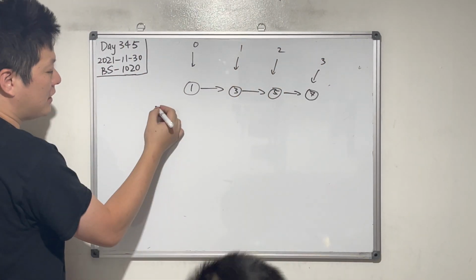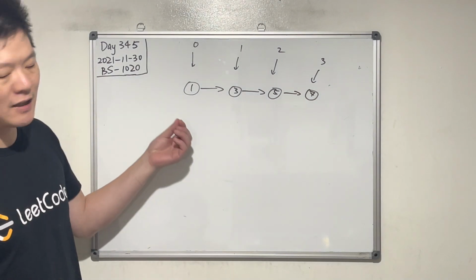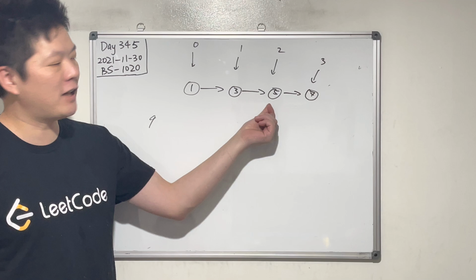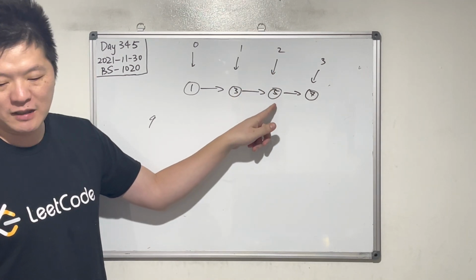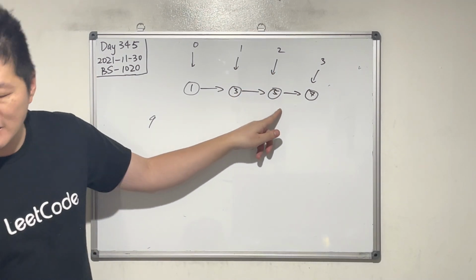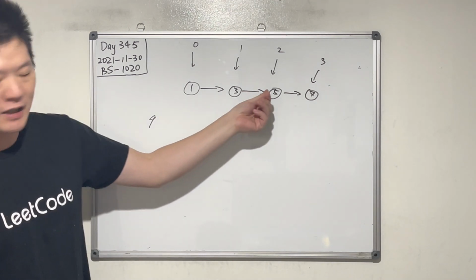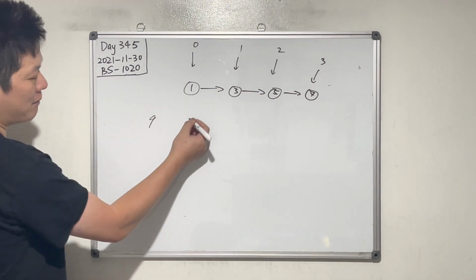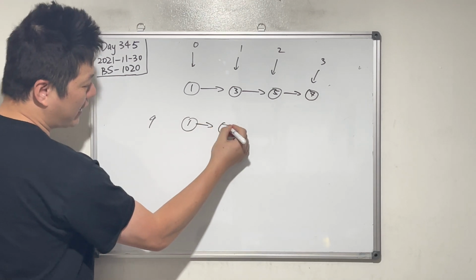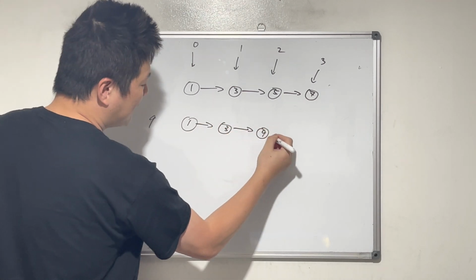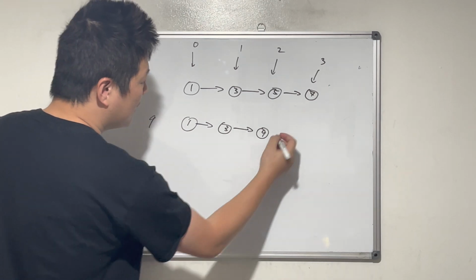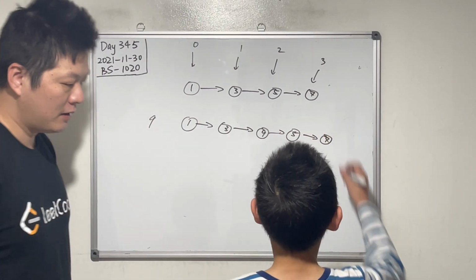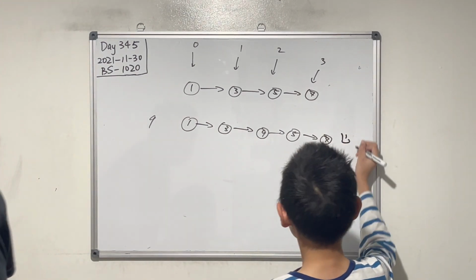Let's say we want to insert a new node 9 right before index 2. Index 2 is this node, number 5. We want to insert the new node before the number 5, so it will become 1, 3, 9, which is the new node, then 5, 7. Make sense?